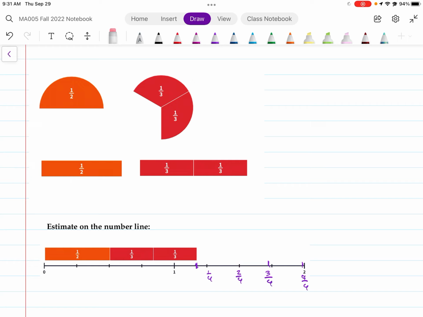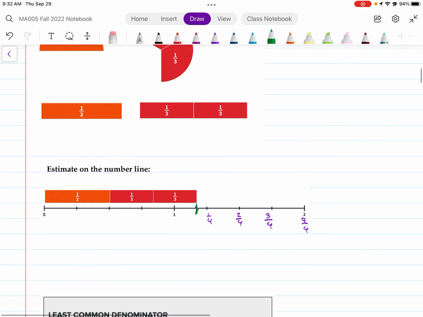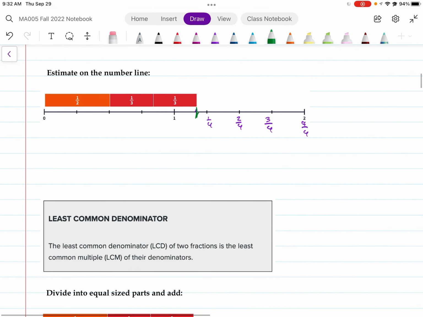Okay, I'm kind of making a mess here, so let me fix this. So our number is lying right here. So it's like a little less than 1 1/4. Okay, so if it's 1.25, if you've converted it to decimals, which you're going to be doing soon, you could think of it as somewhere in there. Okay. So, but we don't want to estimate. We want to actually be able to add.